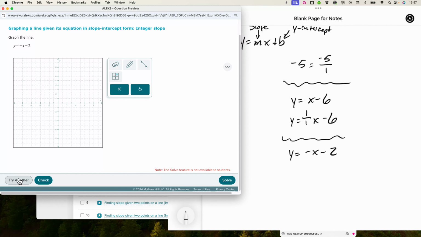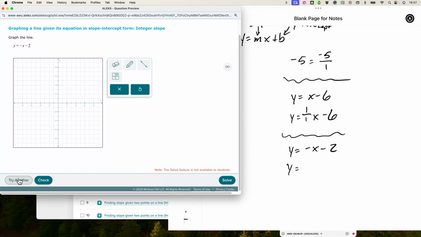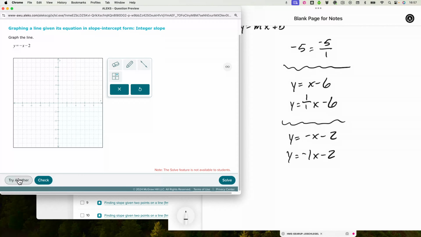It's important to understand that the number in front of the x, or the coefficient of x, is negative 1. We always want our slope to be written as a fraction, so we will put negative 1 over 1 x minus 2. Again, remembering that we've talked about this, the negative will always go in the numerator of the fraction or in front of the fraction bar, but never in the denominator.